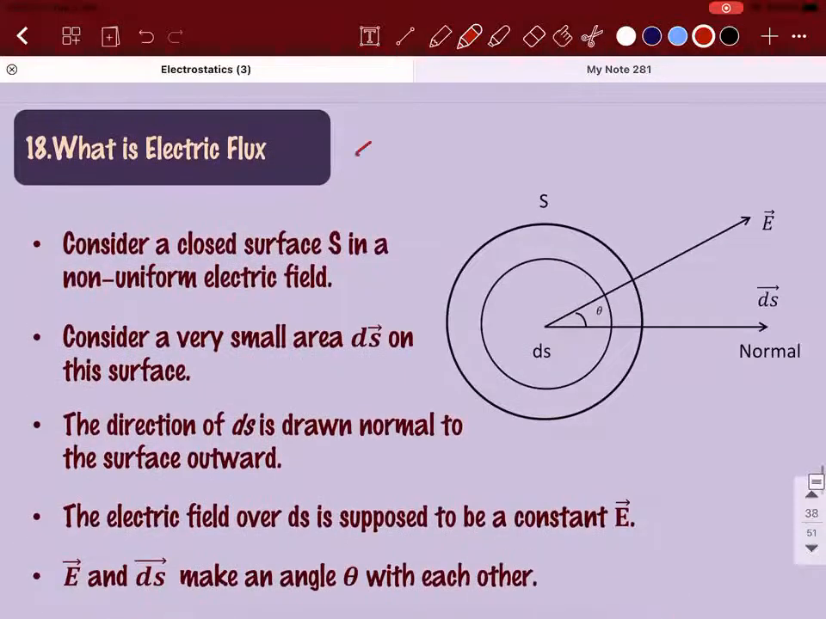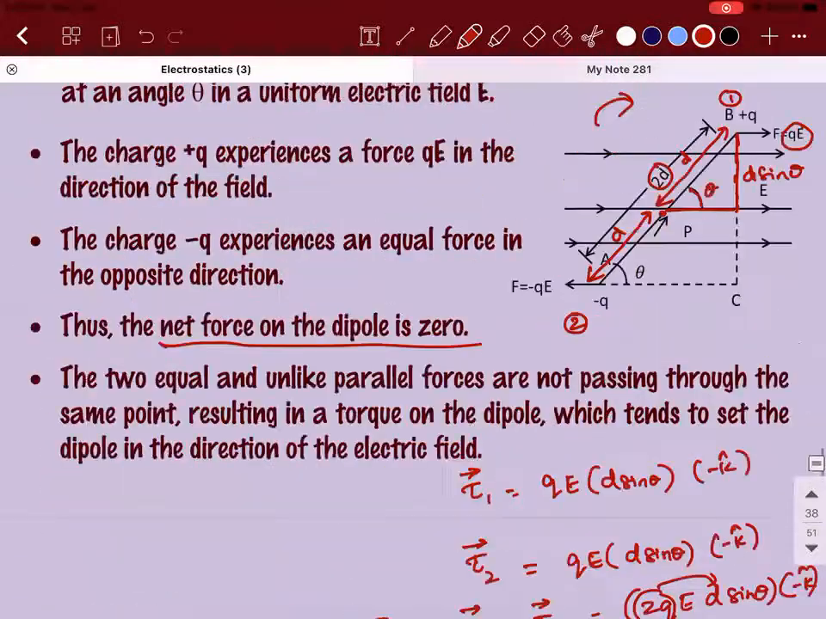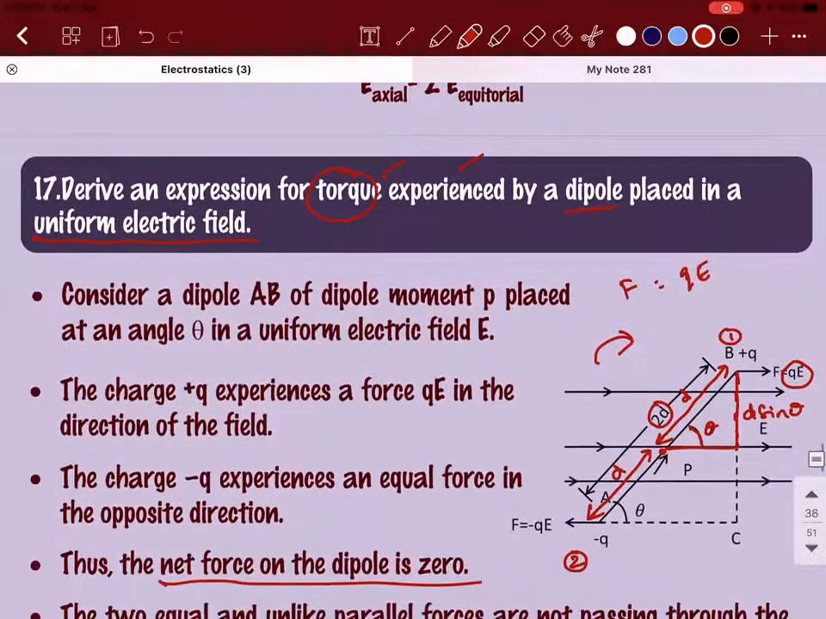So the next important topic that we are going to discuss is called electric flux. What does electric flux mean? But before that, I wanted to mention one important point. Here, the heading says torque is experienced by a dipole when you place it in a uniform electric field. The question is, what will happen when you place the same dipole in a non-uniform electric field?